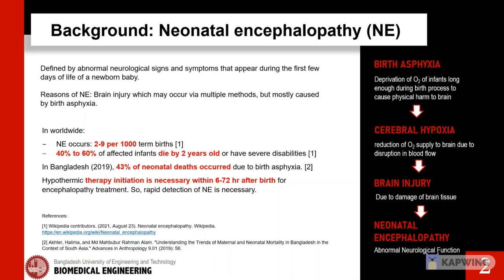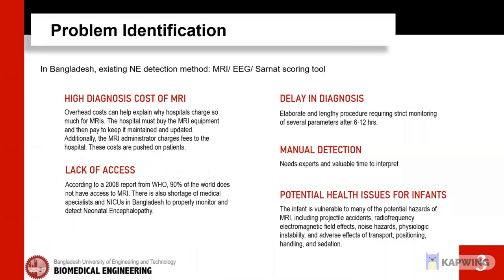In Bangladesh, the neonatal death rate by birth asphyxia is severe, and the rate was 43% in 2019. For treatment, hypothermic therapy must be initiated within 3 days after birth. This is the reason why early and accurate detection of encephalopathy is vital. In Bangladesh, the clinically established methods for detecting neonatal encephalopathy are MRI, EEG, and the Cerner scoring tool. They are either time-consuming or require manual handling and are inaccessible to the majority of the population.